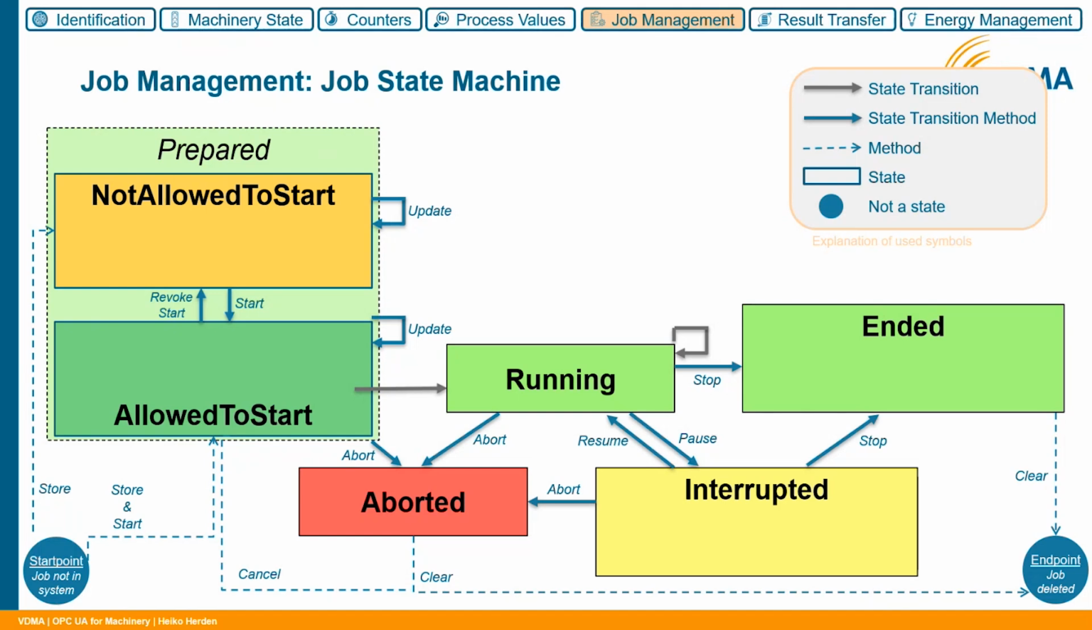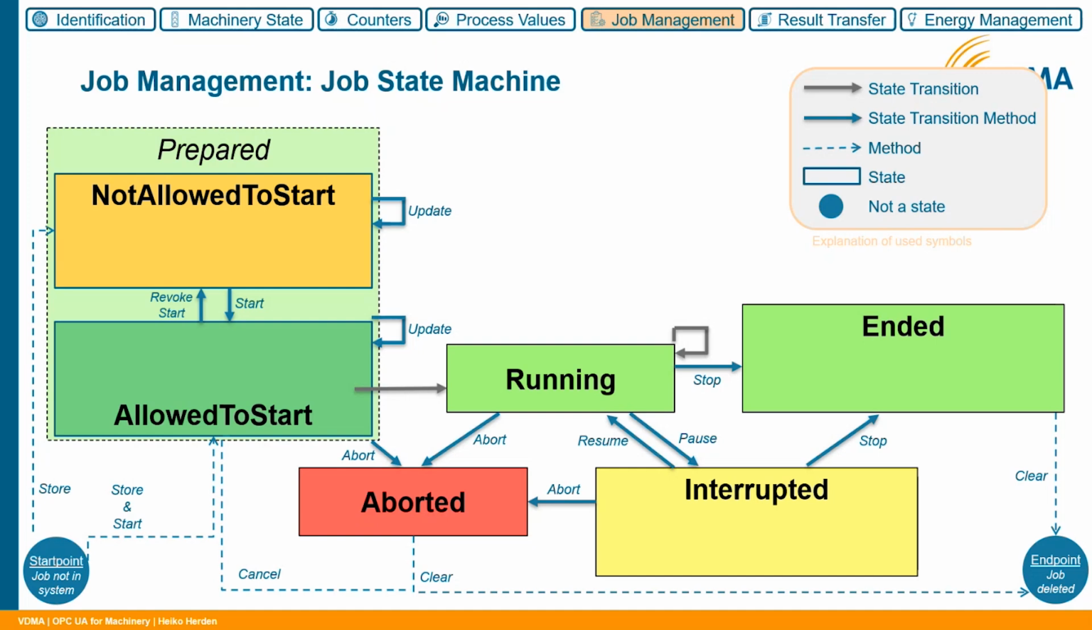We can pause the job and get into an interrupted state, but from there we can also resume the job or abort it or stop it or whatever. We have the aborted state. From there we can't resume the job. At that point, the job is over and usually not successfully over. And of course, we also have the ended state where we finished the job.